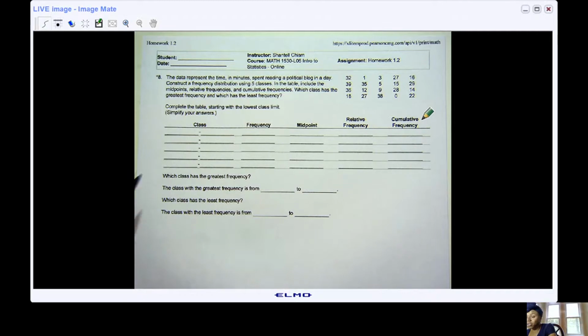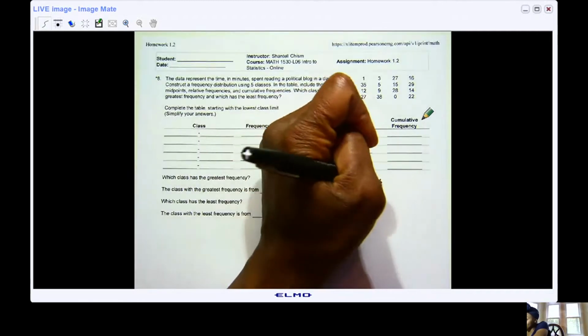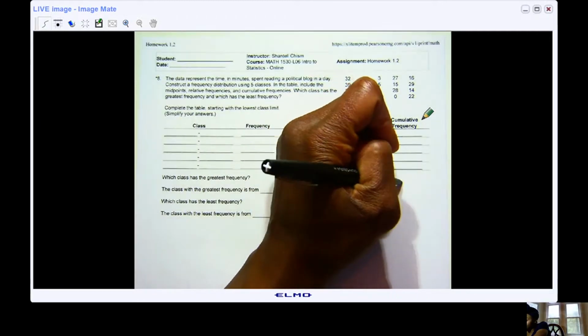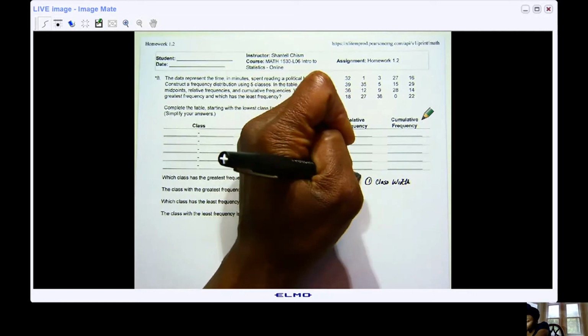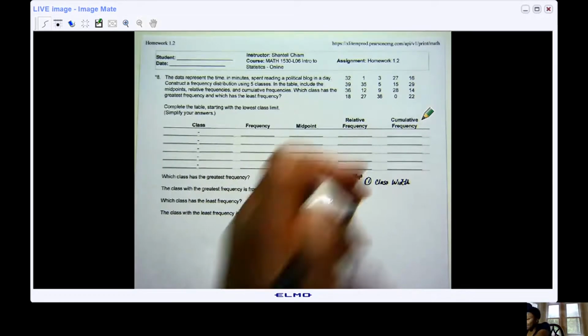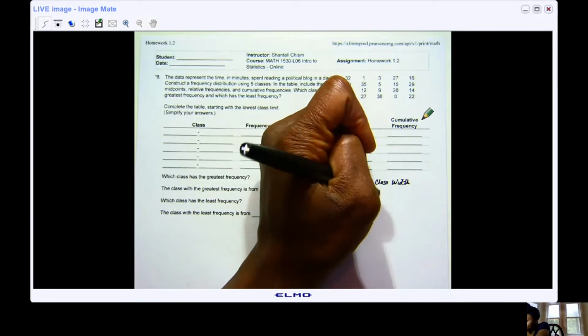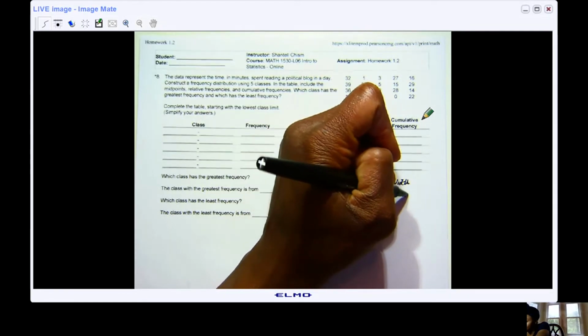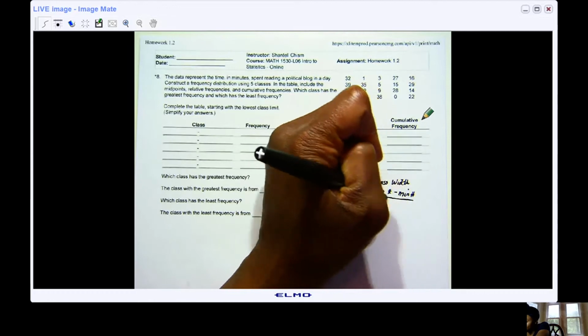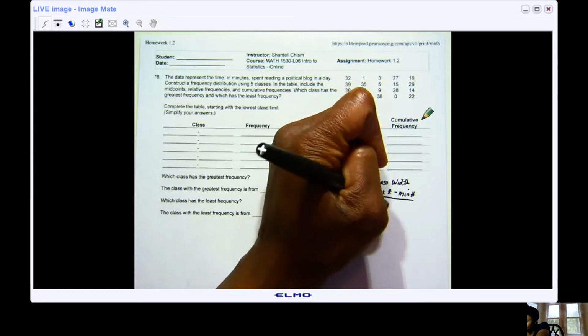So the first thing I have to do in order to get the classes is find the class width. This is step number 1. Get the class width. To get the class width, we take the max data entry, subtract from it the minimum data entry, and we divide by the number of classes that we're told to use.